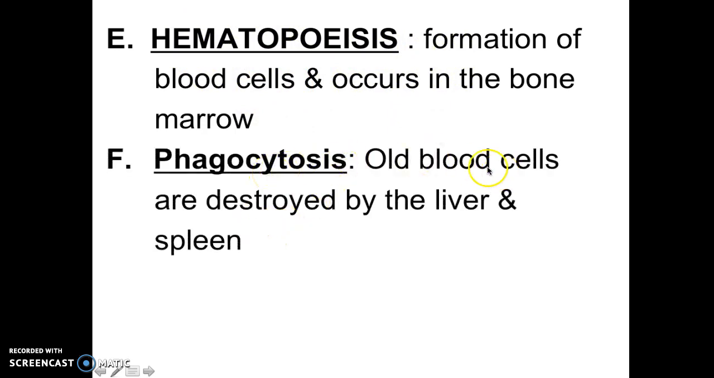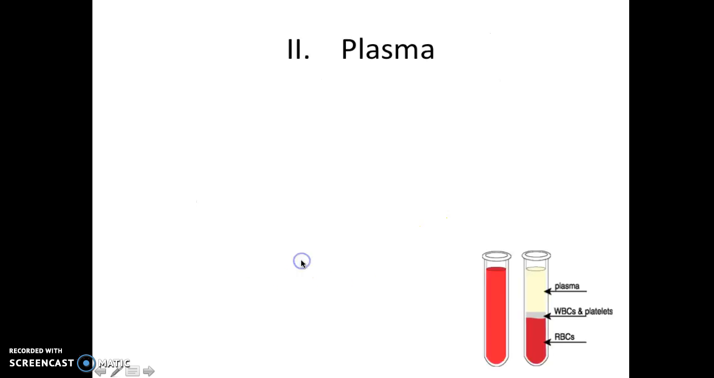Phagocytosis is when old cells are destroyed, because red blood cells can't live forever, or can't work efficiently forever, so they go to the liver and spleen where they are recycled essentially and go back into the body. The cells are broken down to smaller portions for the body.